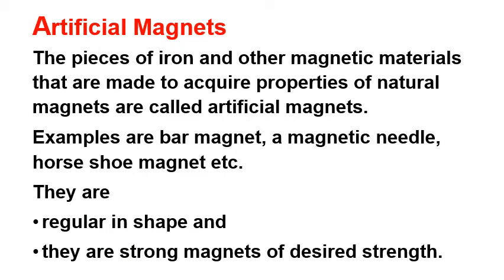Artificial magnets. The pieces of iron and other magnetic materials that are made to acquire properties of natural magnets are called artificial magnets. Examples are bar magnets, a magnetic needle, horseshoe magnets, etc. They are regular in shape and they are strong magnets of desired strength.